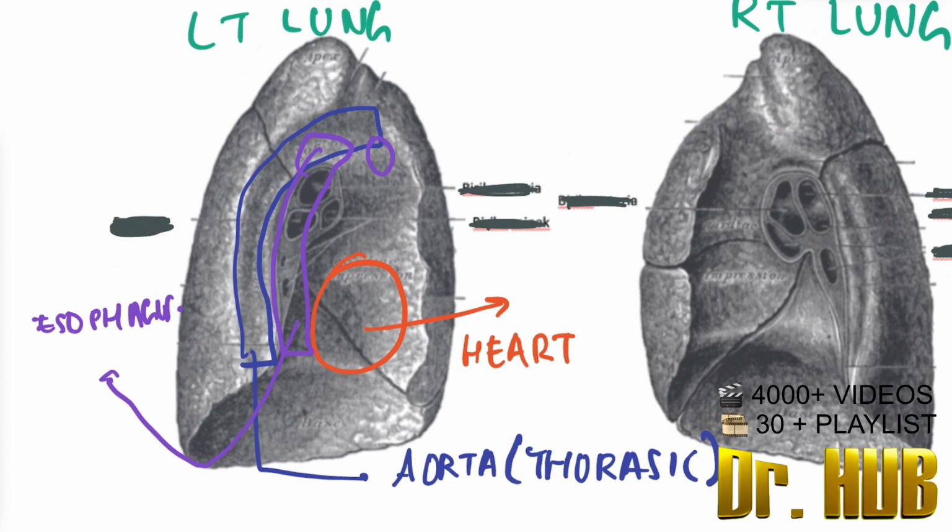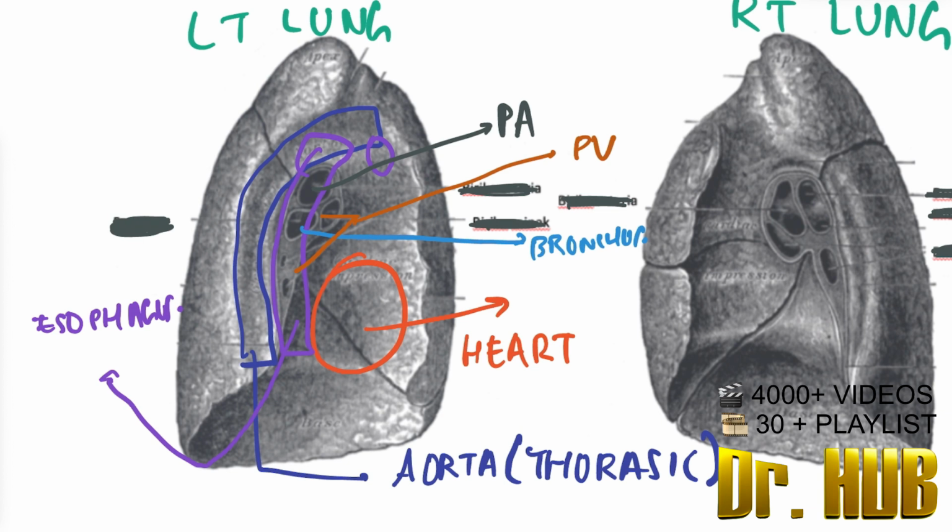Now let's look at the hilum. What are the structures? The one on the top will be the pulmonary artery, and the other structure, this one, is the bronchus, and the last one, which is at the bottom, will include the presence of the PV, that is the pulmonary vein.